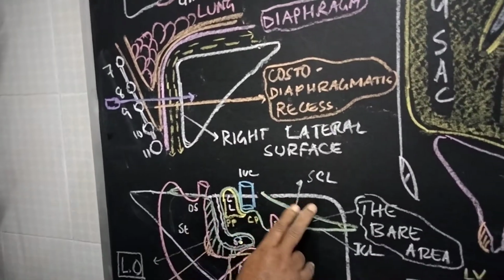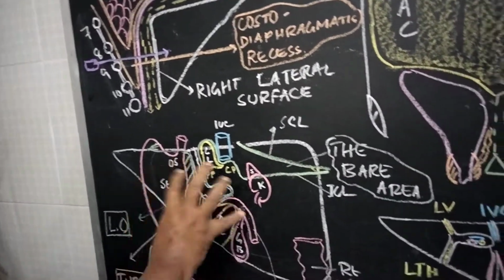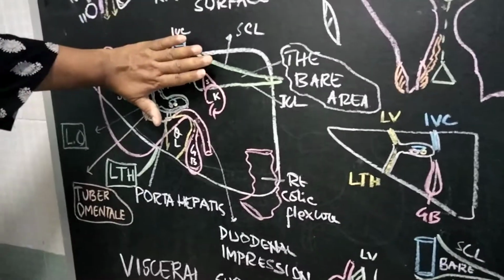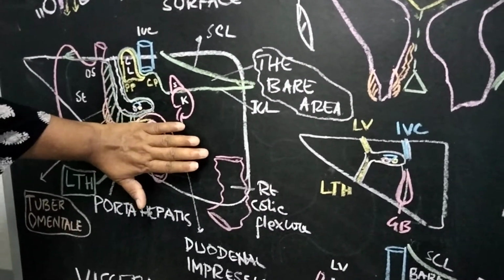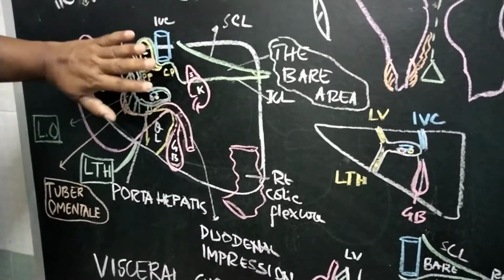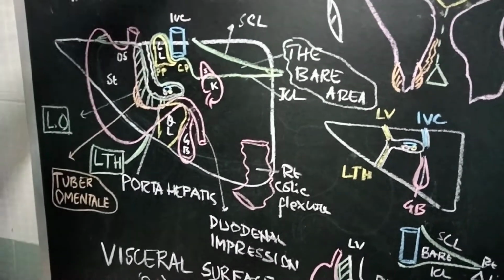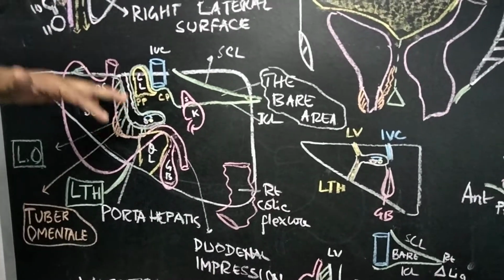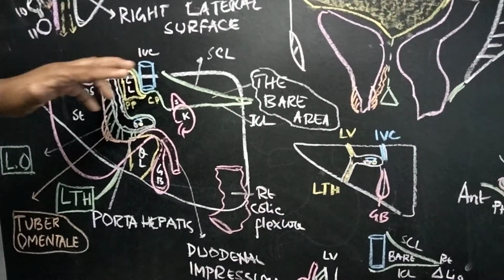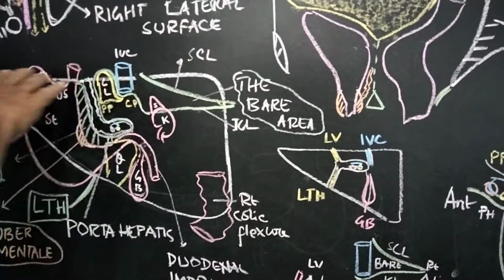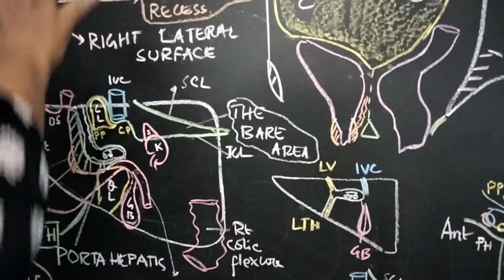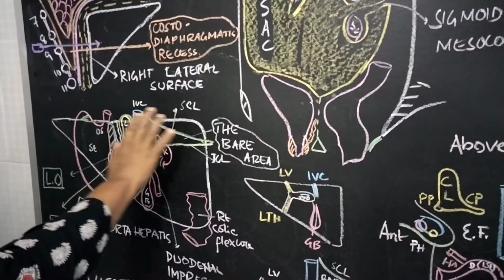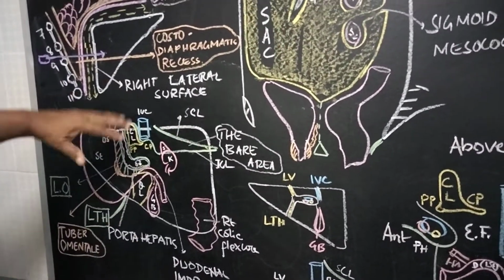Now coming to the posterior surface and the inferior surface together, they are termed the visceral surface. Okay. So this is the posterior surface, this is the inferior surface. What is the line of demarcation? The superior surface is the surface on which the diaphragm sits and on which the heart sits. So it is separated by the diaphragm, and the anterior surface is separated by the diaphragm and the anterior abdominal wall, and the superior surface is separated by the diaphragm and the heart.